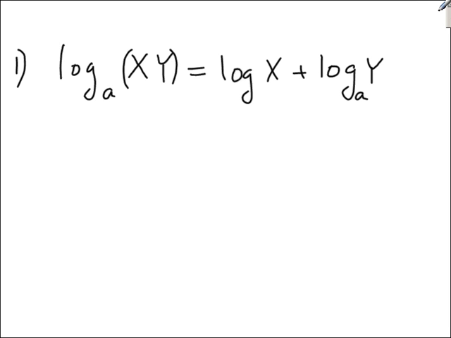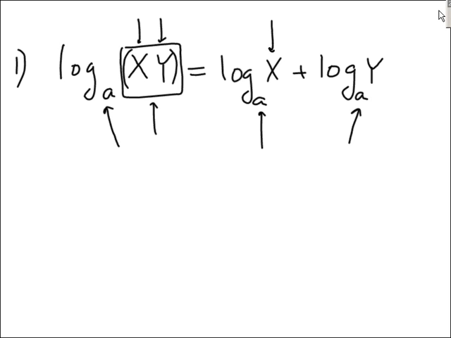The base doesn't change. Now, just in case x and y are negative, remember, what you're taking log of must be positive. Just in case x and y are both negative, well, their product will be positive. So the left side is okay, so long as A is positive and x times y is positive. On the right side, we're okay so far because the base A is positive. But you know what? What we're taking log of doesn't have to be positive. It can be negative.